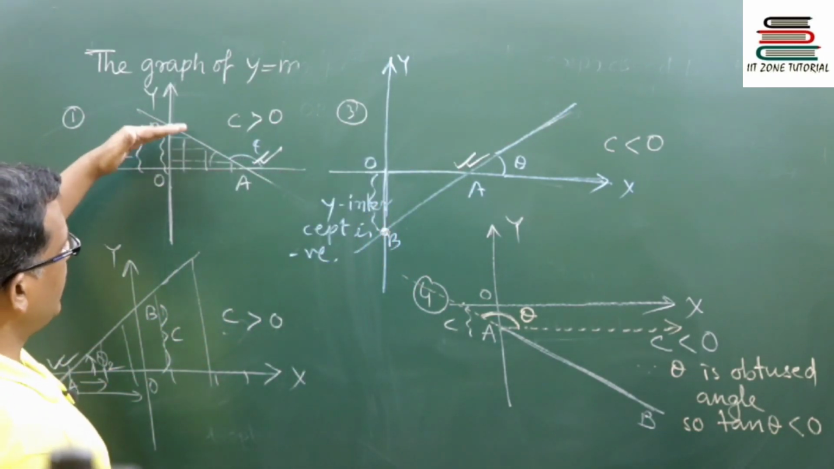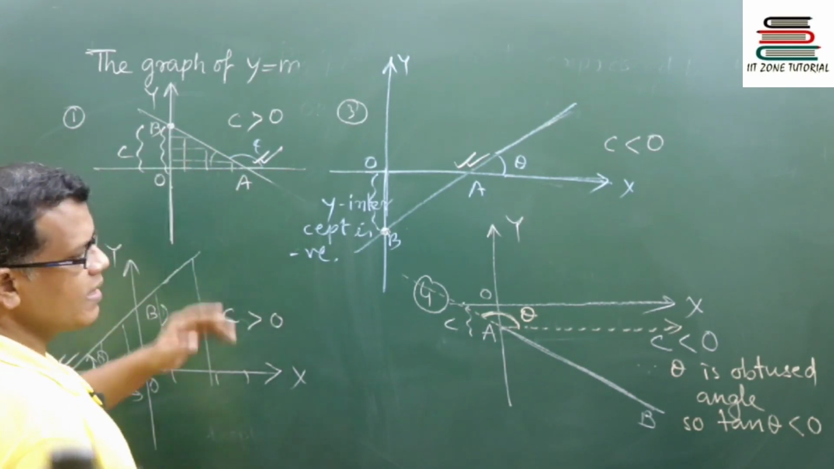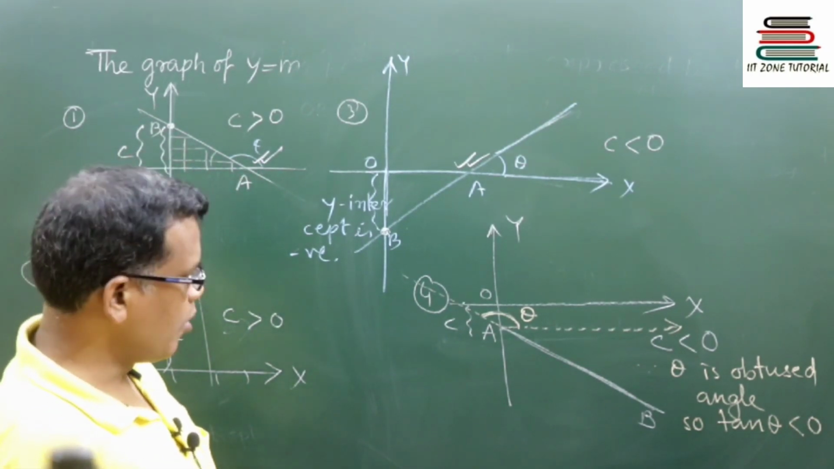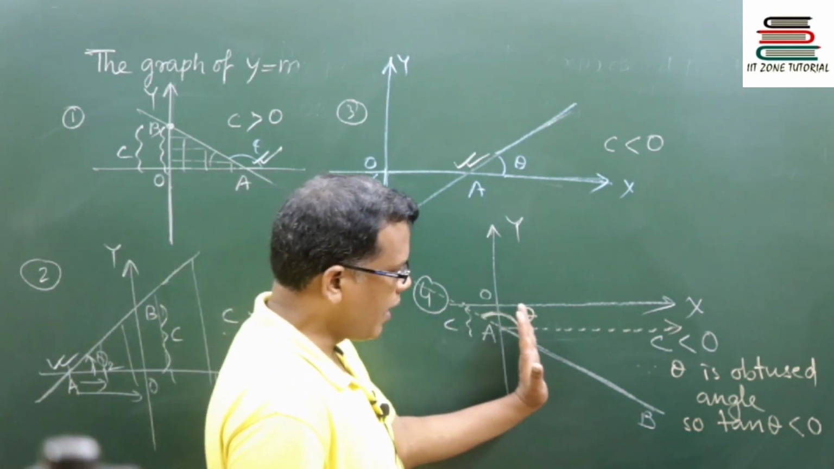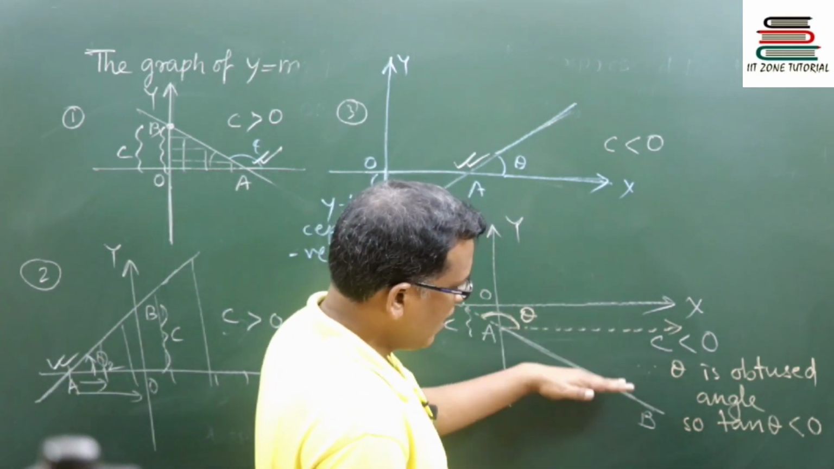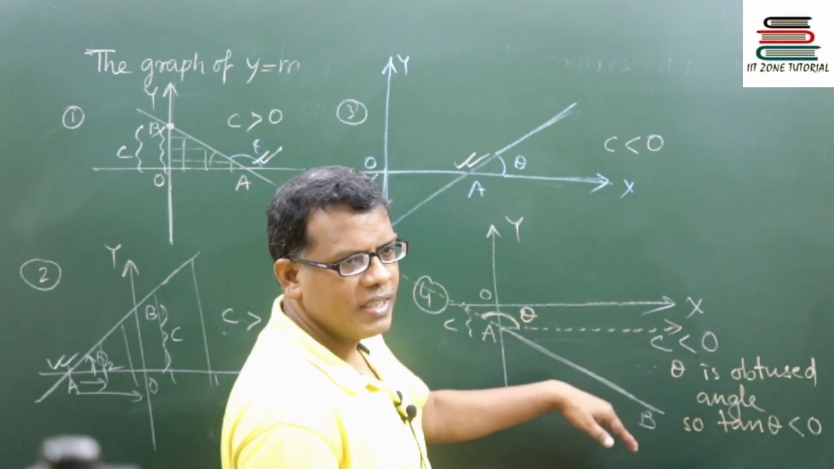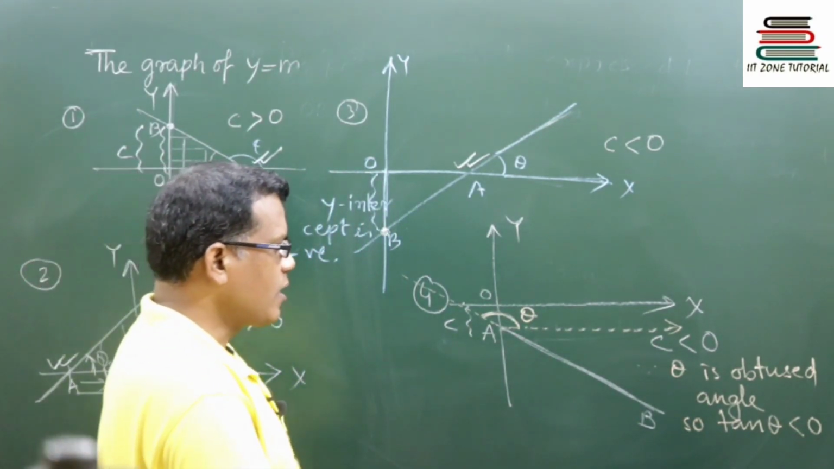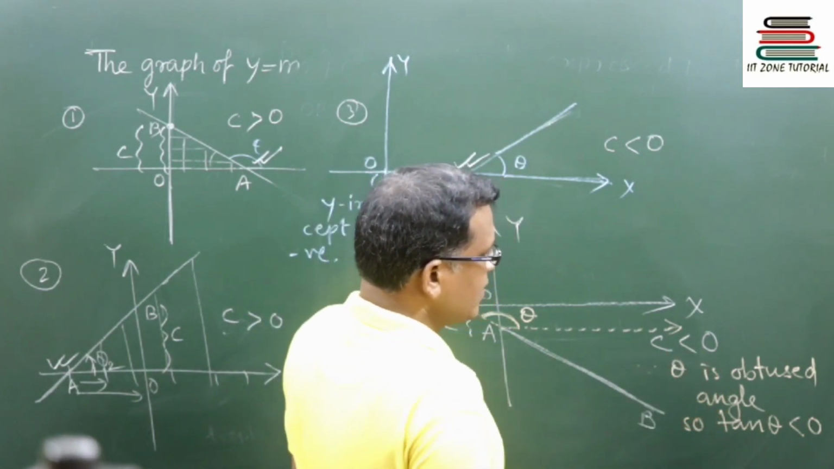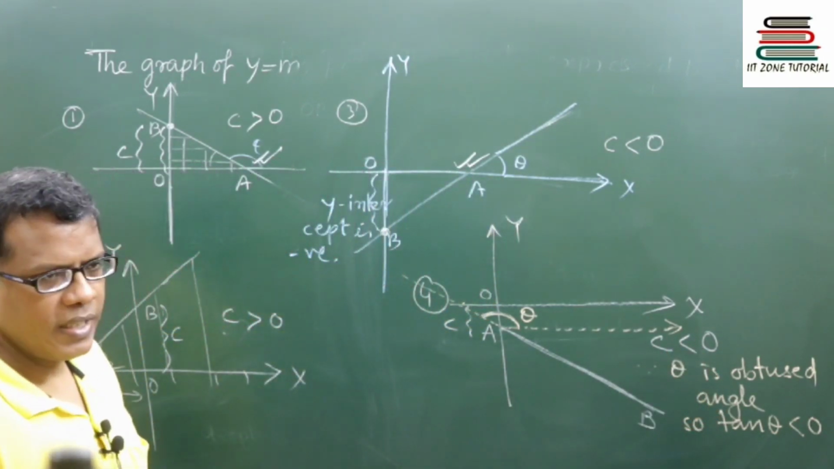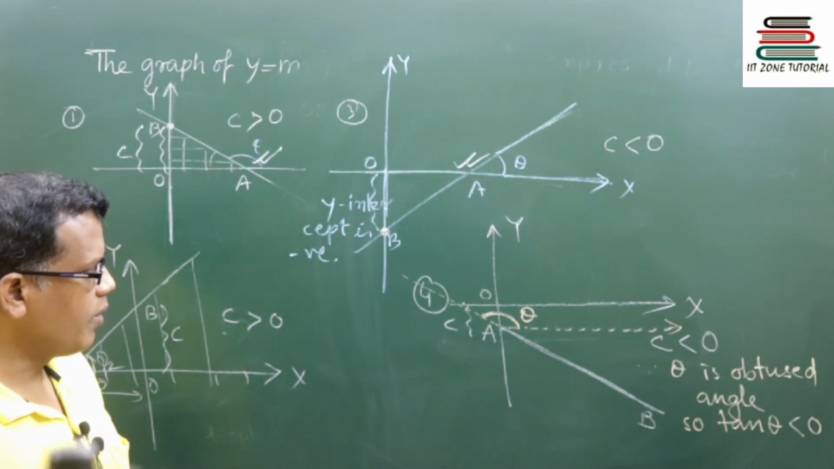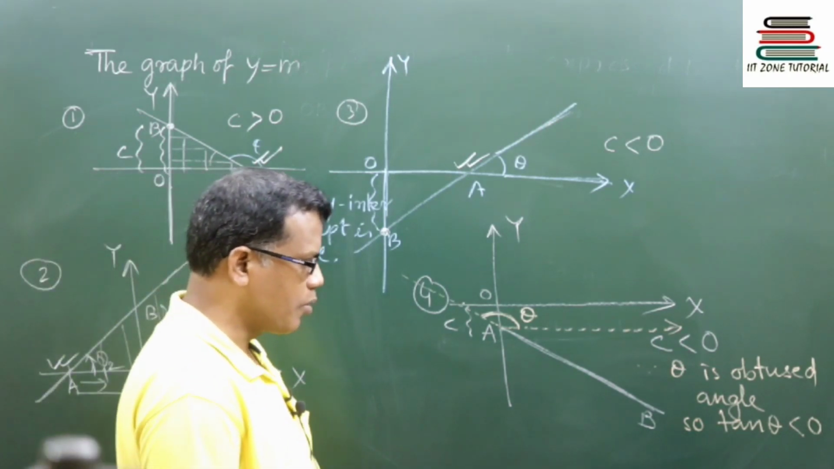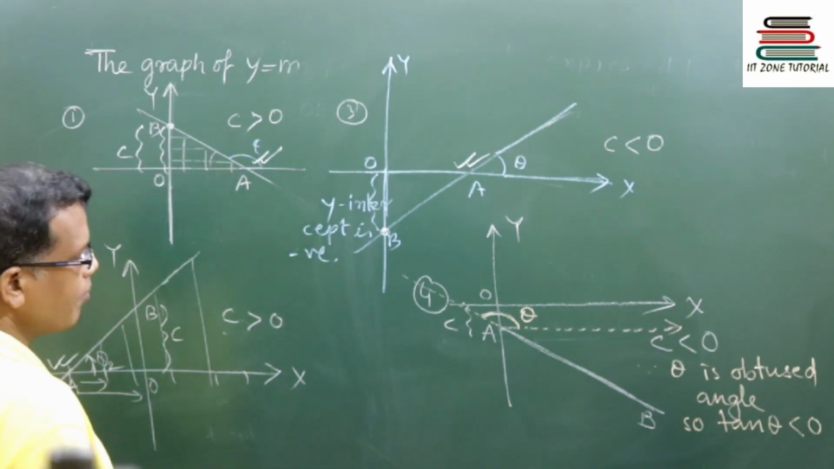Wherever y is decreasing with increasing x, there it is a negative slope. Here also the same thing: as you move rightward, x increases and y this time changes in the negative sense, that is, in the downward order. So that's why here it will be said to be a decreasing value of y with increasing x, meaning theta is obtuse, right? Slope is negative.